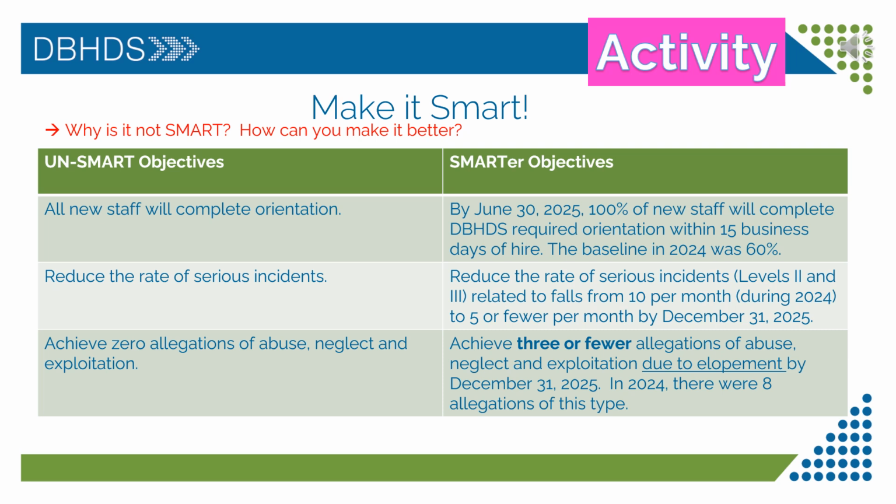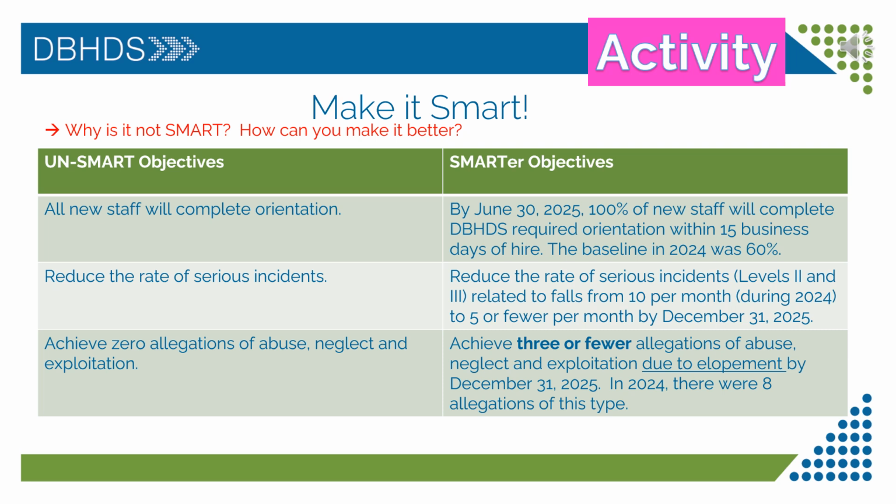Our unsmart objective is all new staff will complete orientation. Our smarter objective is by June 30th of 2025, 100% of new staff will complete DBHCS required orientation within 15 business days of hire. The baseline in 2024 was 60%. All right, so they have a baseline. It's very specific. It's measurable. They might think it's achievable. They might need to discuss that. Definitely relevant as it is a requirement, and it is time bound. Let's look at the next one.